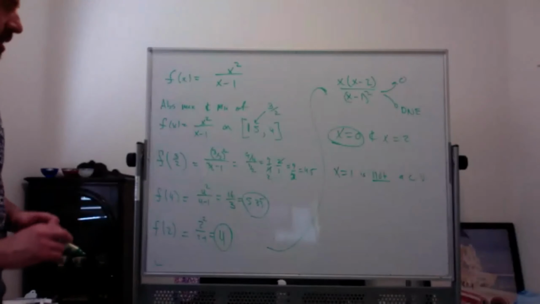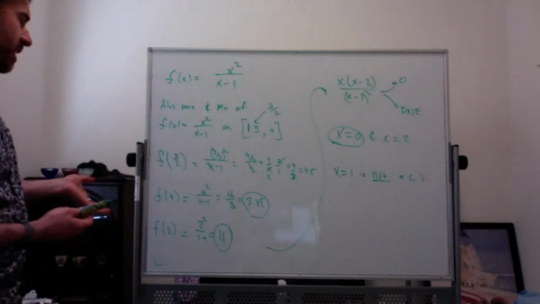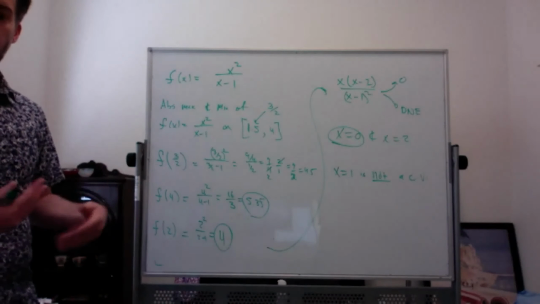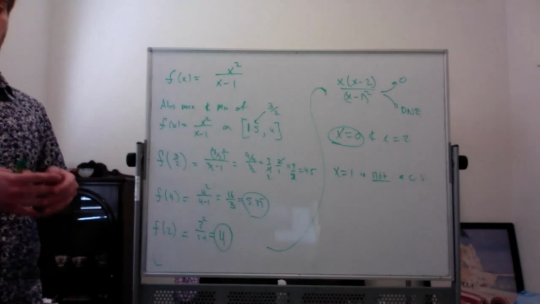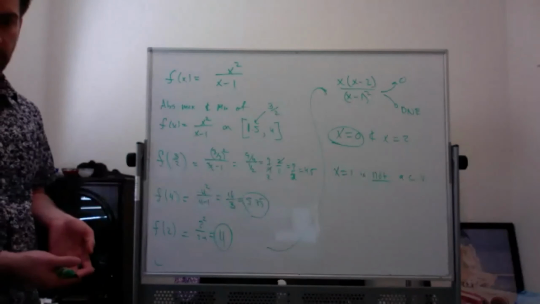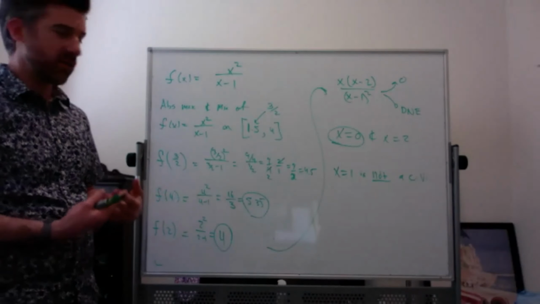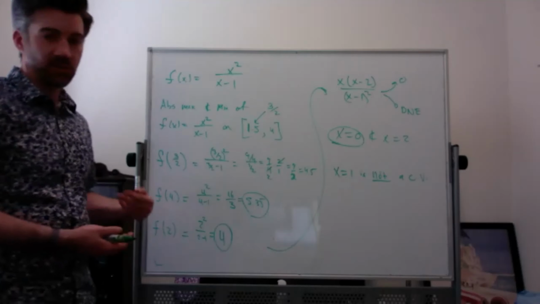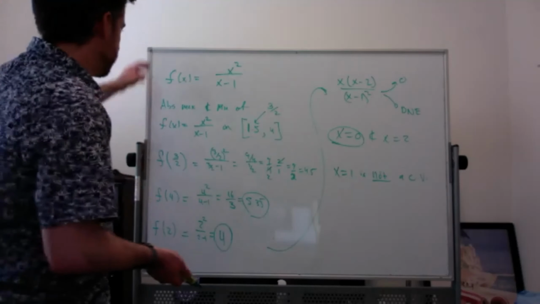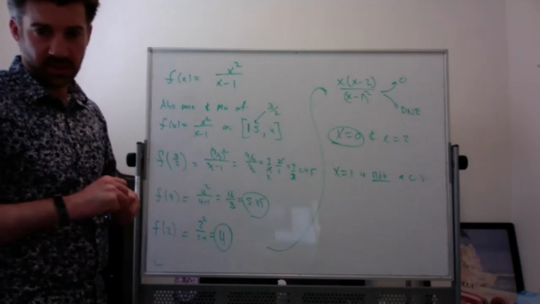So here, and again, the language is important. I would say I have a minimum value of 4. I would say the minimum occurs at x equal to 2. I have a maximum value of 16/3. The maximum value occurs at x equal to 4. Other questions about this one?